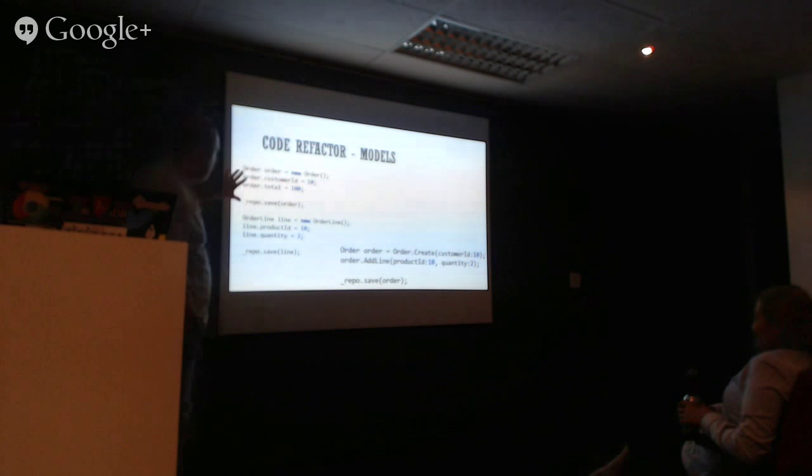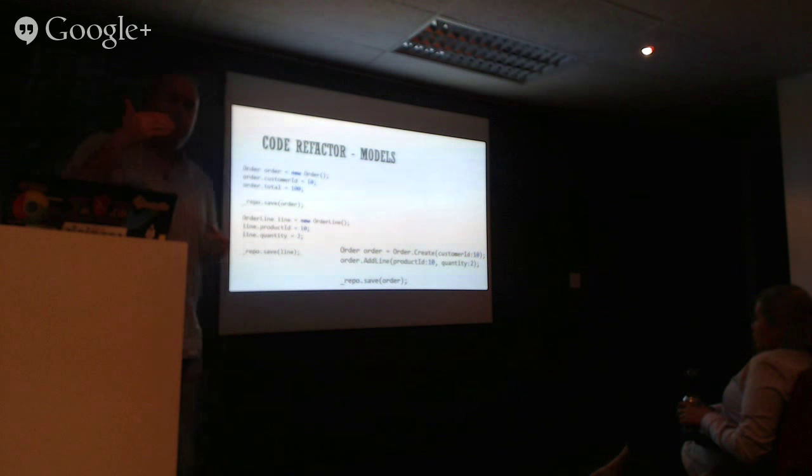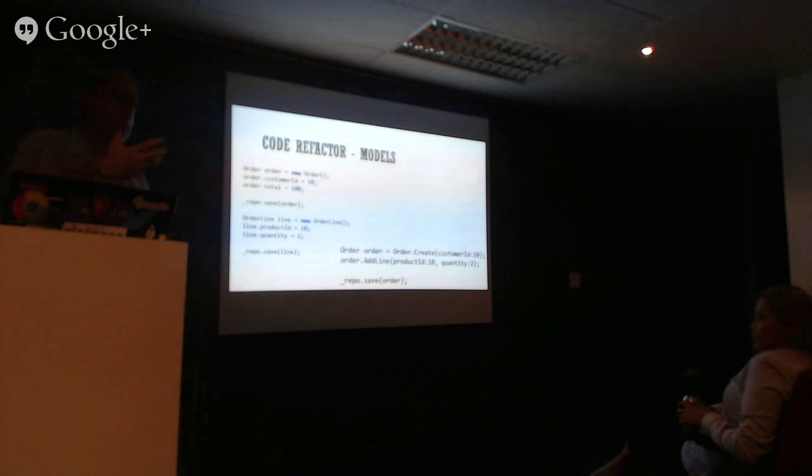So on the left-hand side, we have very much a data-driven system. We fire up an order, which is really just a representation of the table underneath it. We set a bunch of properties. We then hand it off to some kind of data component that's hopefully going to save it. And then we fire off another component that's going to instantiate an order line to represent lines on the order, new it up, set some properties and then go and save it. So very much stock standard code you see in a lot of systems.